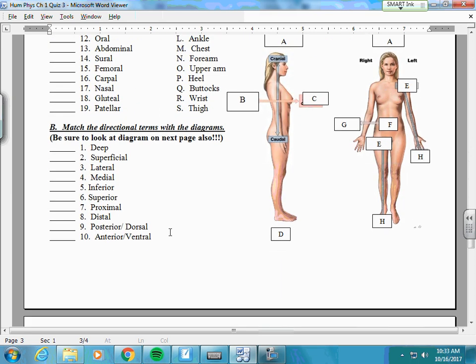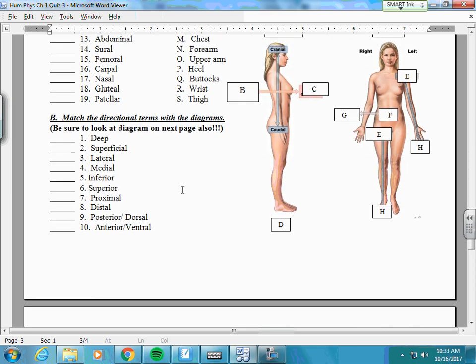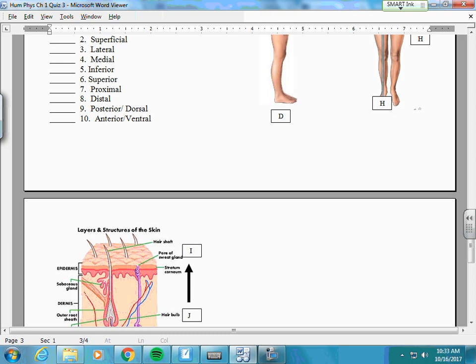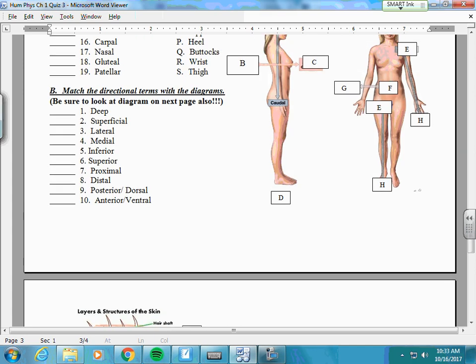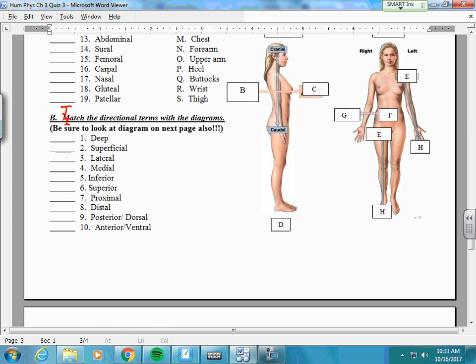All right, so match the following directional terms with the diagrams. Be sure to look at the diagram on the next page also. And I need that second diagram for the first two, deep and superficial. If I'm looking at this picture of the skin here, deeper down away from the surface would be deep, and closer to the surface would be superficial. So that means that I would actually be superficial and J would be deep. So J is deep, I is superficial. All right, I should have scrolled it down more.